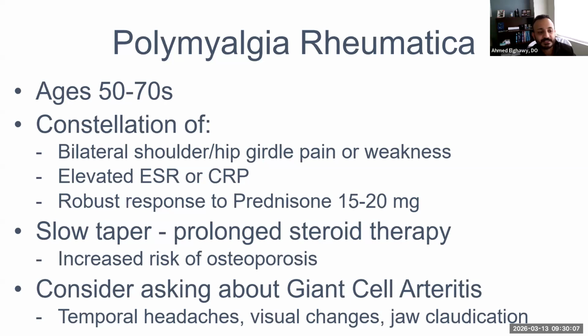So the diagnosis is not that hard to make. It's the treatment. These are patients that need to be on steroids for really long periods of time, and so you increase the risk of osteoporosis. That being said, this disease can be associated with another disease called giant cell arteritis.